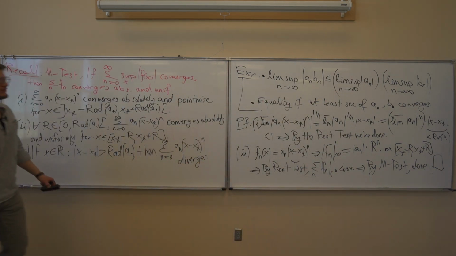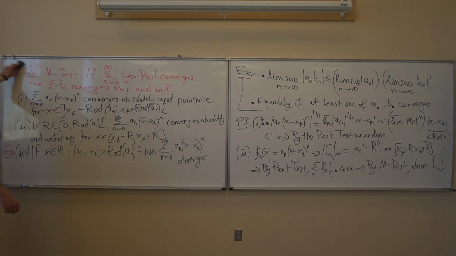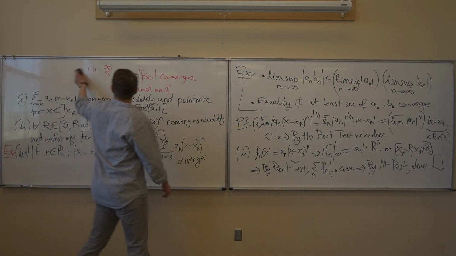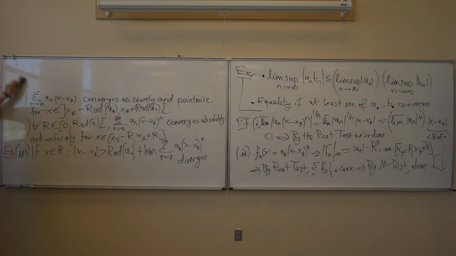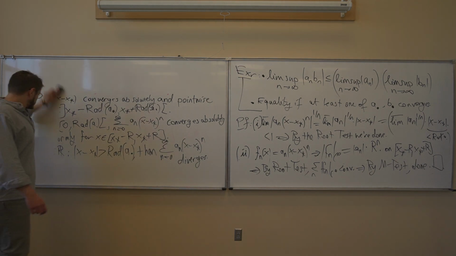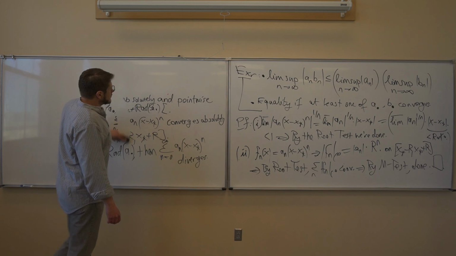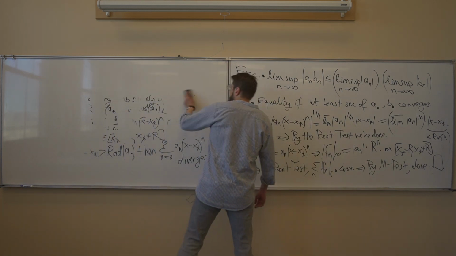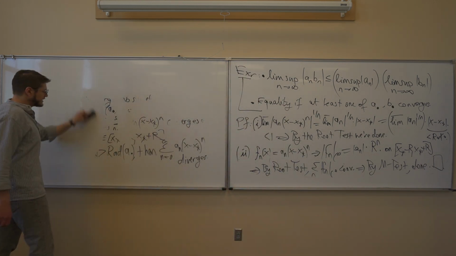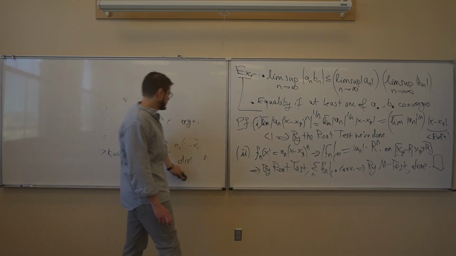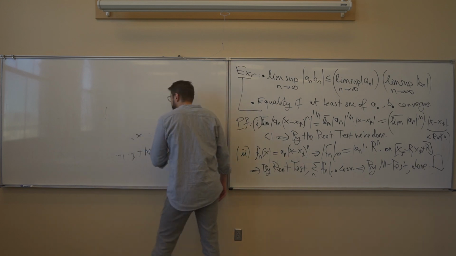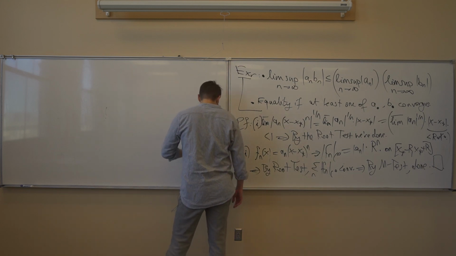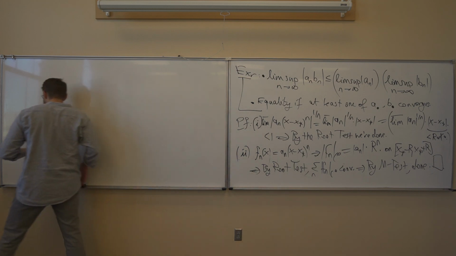Okay, so here's an example. Let's look at the geometric series. So now I'm adding the terms x to the n. So a sub n is 1 for any n, and x star is 0. So I have the geometric series, and for x in absolute value less than 1, this converges, and so on.